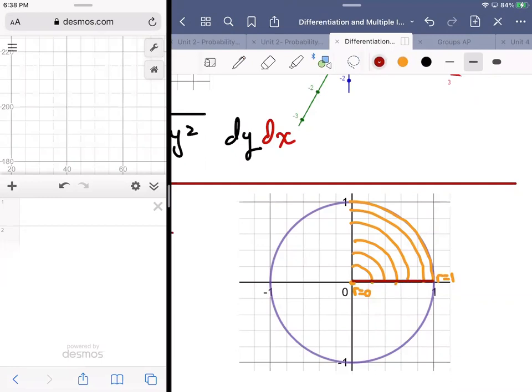my theta value would start here. This is theta equals 0, and then I work my way up through the region until theta is equal to pi over 2. We'd have all of these other thetas along the way, but that essentially gives you your set of bounds.